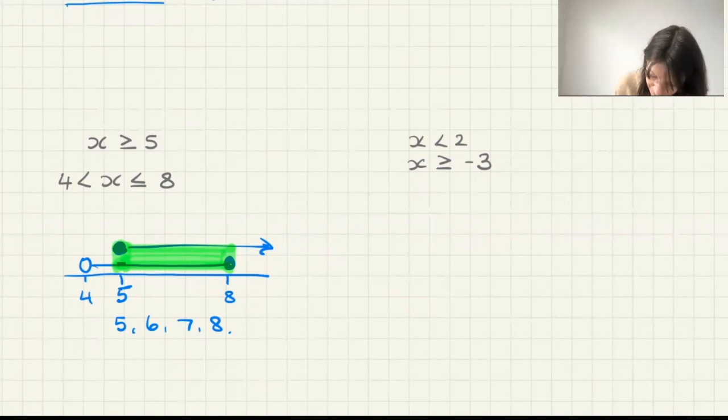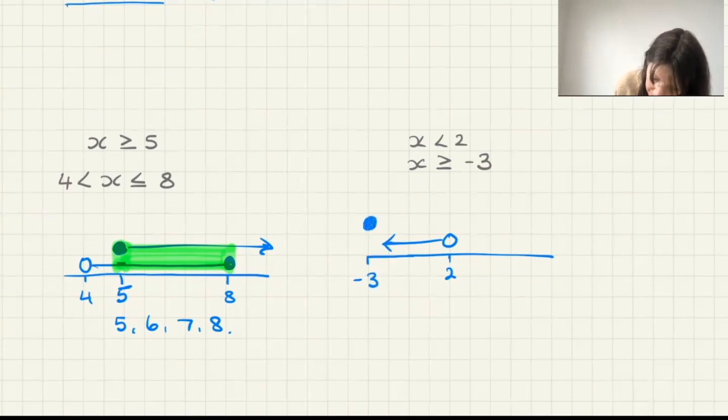Okay, let's have a little look at this one then. So we've got, let's put our 2 there. It's an open circle and it's pointing that way. And then I've got -3. I might just make that a little bit bigger then. -3 is here. And we are filling in and going off in that direction.